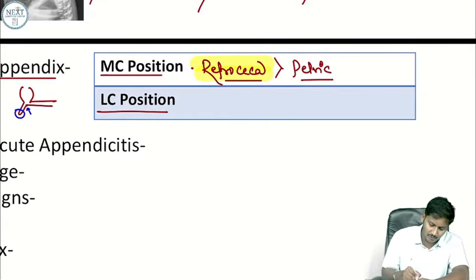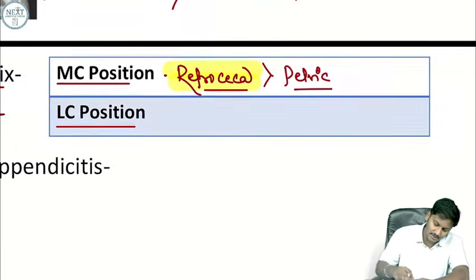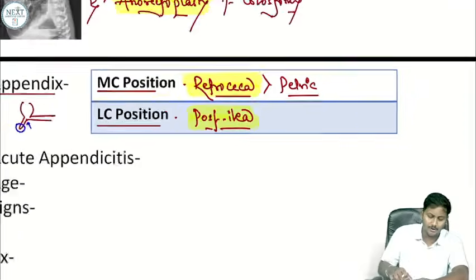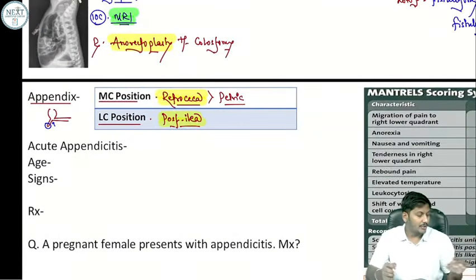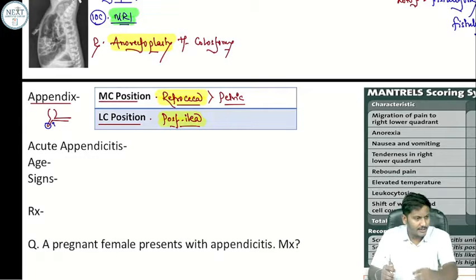And if they ask you about the least common position, the answer has to be posterior. That is behind the ileum. Posterior is considered as the least common position of appendix. That is what is important to be remembered. Clear? Chalo. Very good.